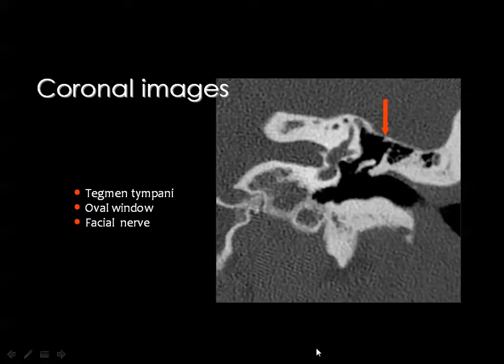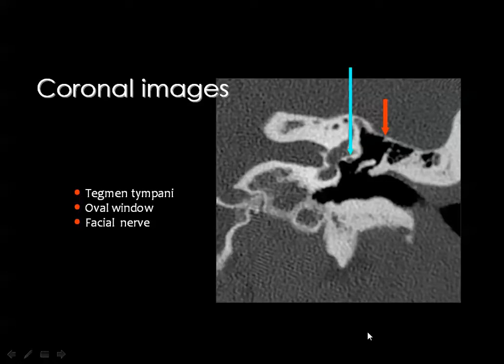Then, as I have said before, you can appreciate the site of the oval window better in the coronal images. You know, the oval window connects the middle ear cavity to the vestibule, and this is the site of the oval window, which is blocked here by the footplate of the stapes.